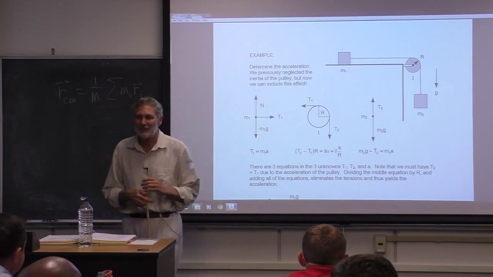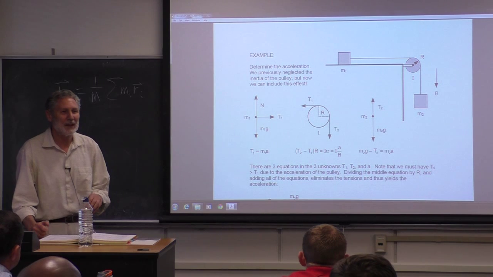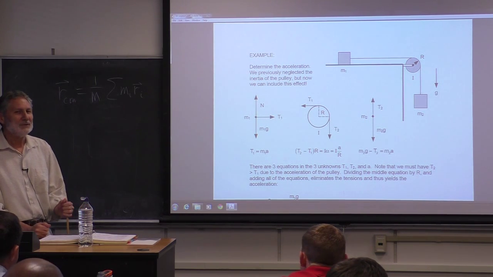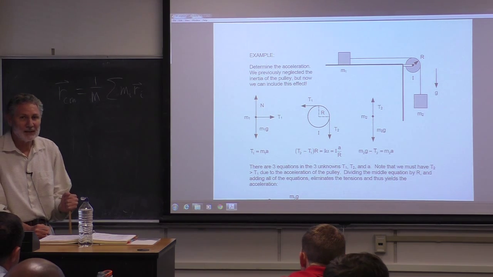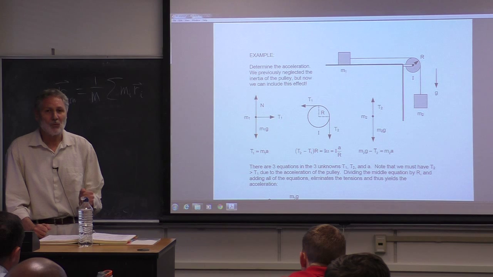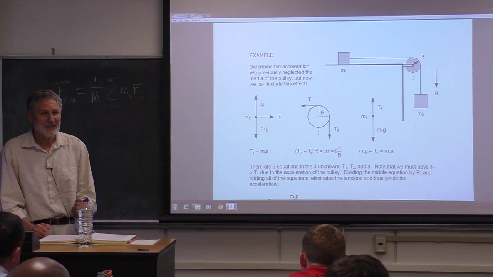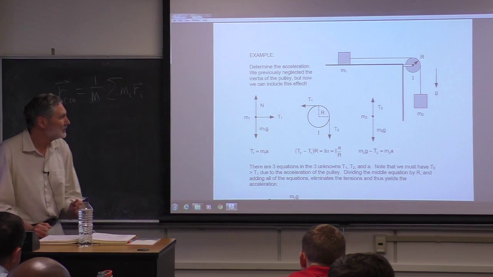Why did I do that? Isn't there just one tension here? In the past, it's always been one tension. But because of the pulley, you have to account for different tensions now. Why do we have to have different tensions? In fact, why does T2 have to be bigger than T1? This may not be obvious.